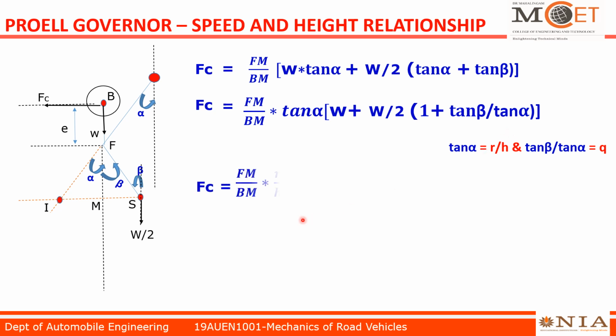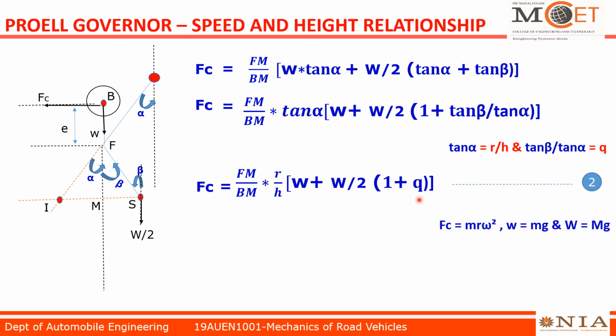So Fc equal to Fm by Bm. Instead of tan alpha, we can substitute r by h, small w plus caps W by 2, 1 plus q. Now we know that this is our equation number 2. Fc equal to m r omega square. Small w equal to small m into gravitational force, that is mg. Caps W equal to caps M into gravitational force, that is central load mass, caps M into g.